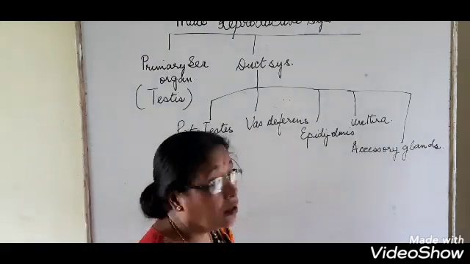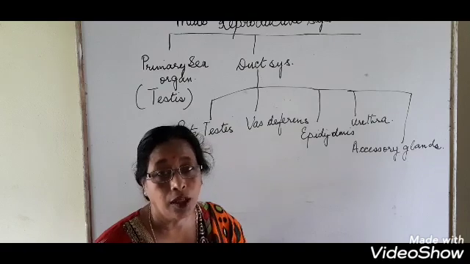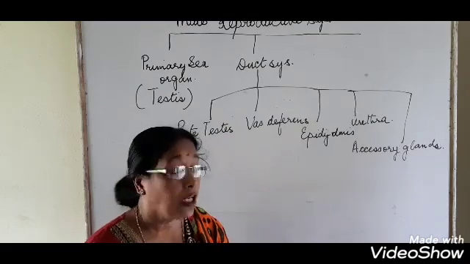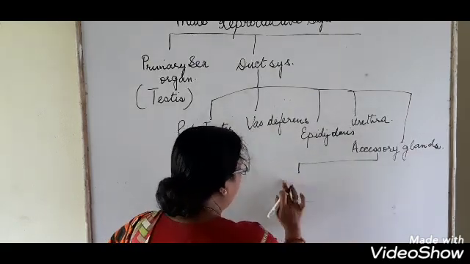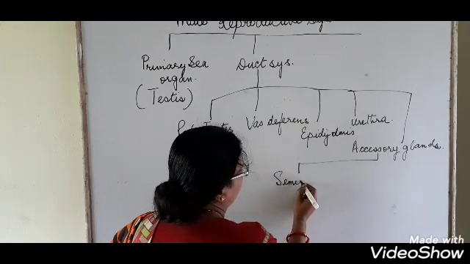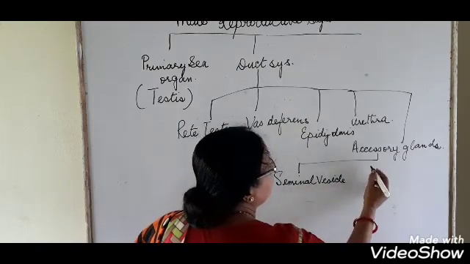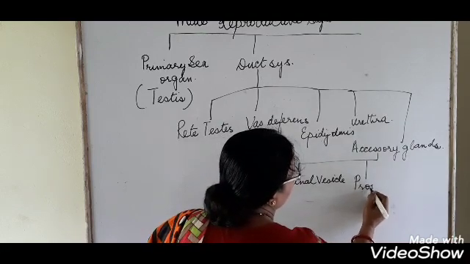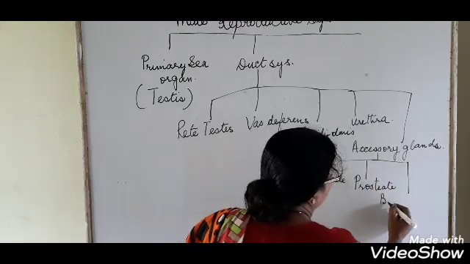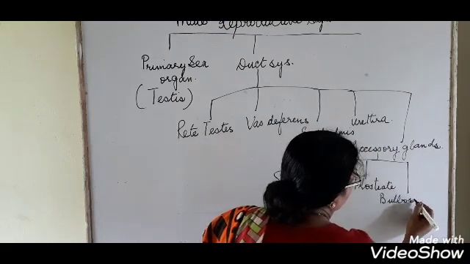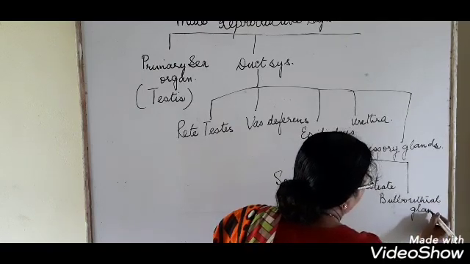Now, the accessory glands do not directly take part in reproduction, but they assist in the process of reproduction. The accessory glands consist of the seminal vesicle, the prostate gland, and the bulbourethral gland, which is also known as the Cowper's gland.